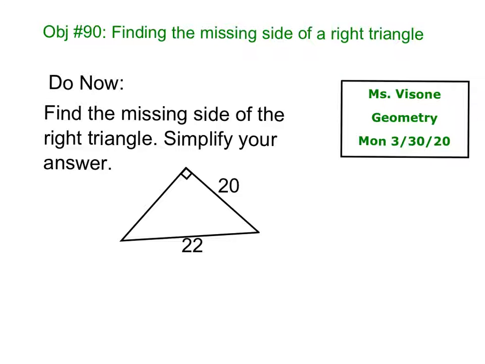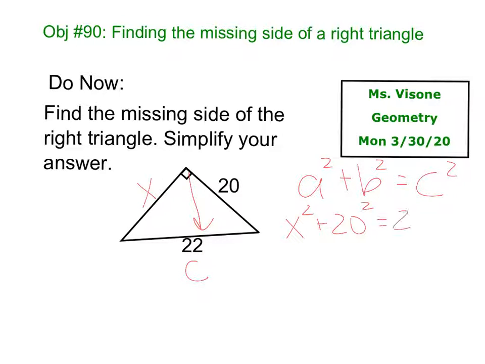How do you find this missing side? If I call that x. It's a right triangle and we have two sides. So that's Pythagorean theorem. A squared plus b squared equals c squared. Remember, your hypotenuse is your c. The other two are your a and your b. So I'm going to do x squared plus 20 squared equals 22 squared.